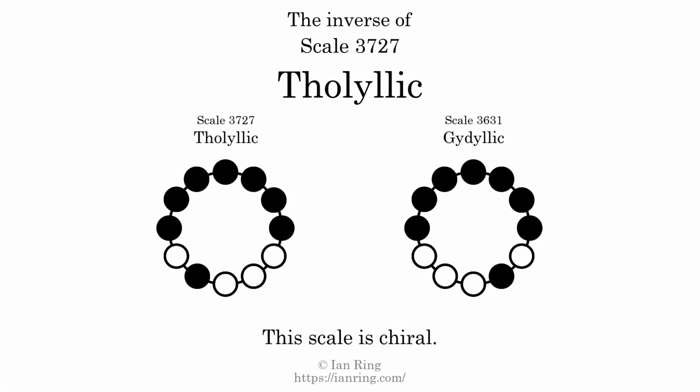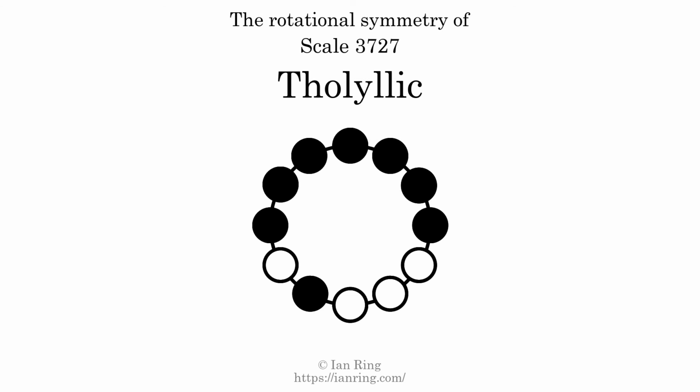The inverse of a scale is a mirror image. It is what you get when the sequence of intervals is reversed. The inverse of this scale is scale 3631, also known as Tholyllic. This scale is chiral. It cannot transform into its inverse by rotational transformation. This scale has no rotational symmetry.